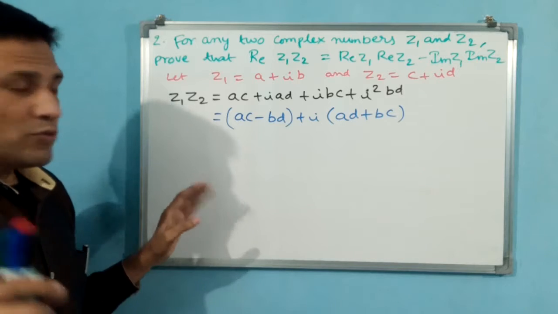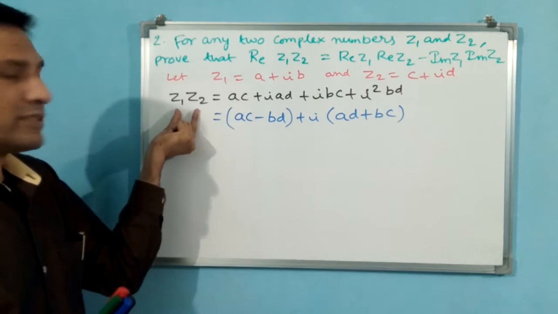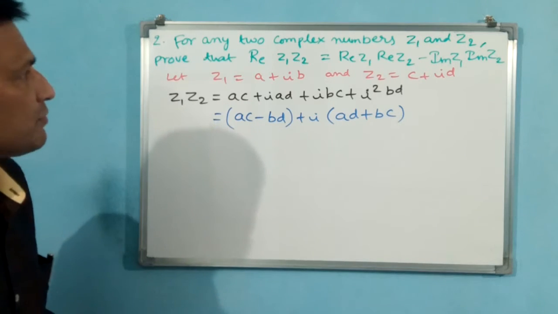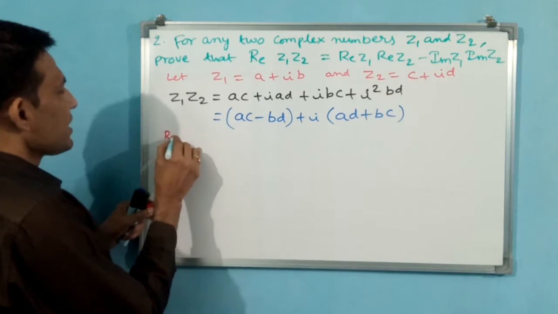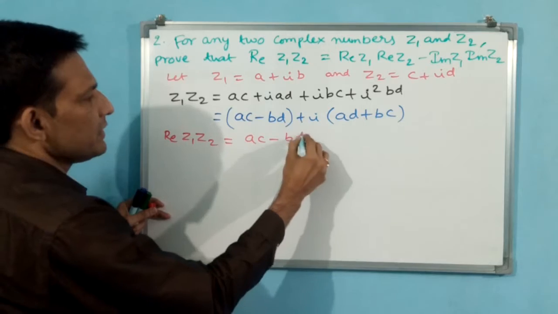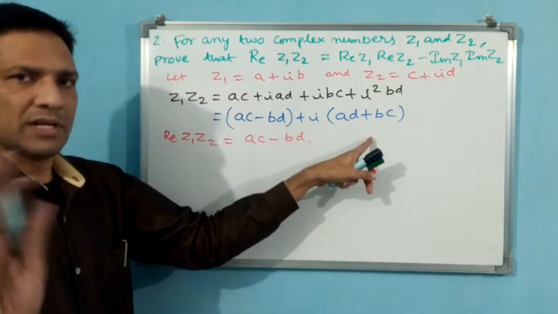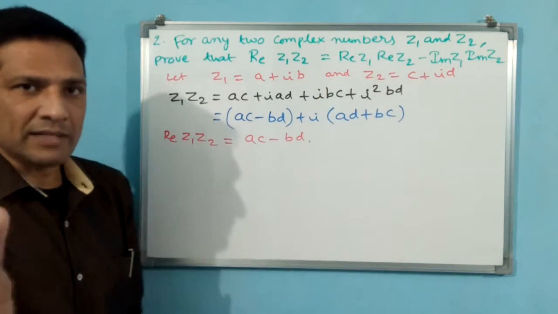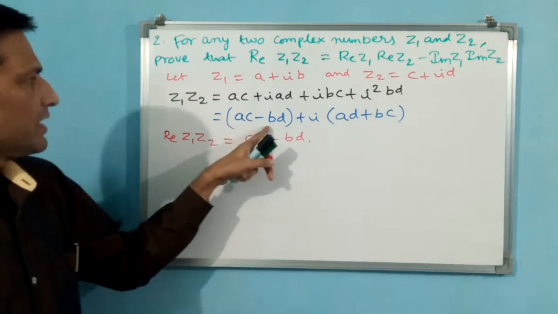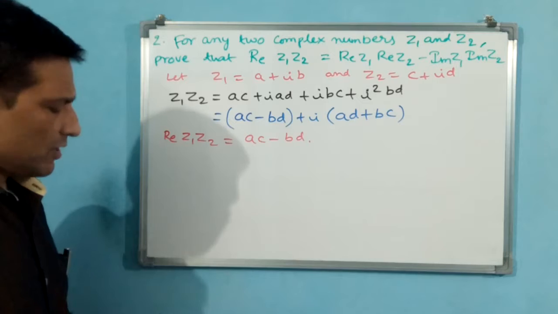Now you see, you have to take only the real part of Z1 Z2. This is Z1 Z2. The real part is this one. Okay, now what I am writing, you simply observe. Real part of Z1 Z2 is equal to ac minus bd. Okay, this is the imaginary part of Z1 Z2. That we don't consider. Why? Because in the question they have not asked. They have not at all mentioned this ad plus bc i. They have asked only the real part. Real part of Z1 Z2 is equal to ac minus bd. Okay, this we have written.